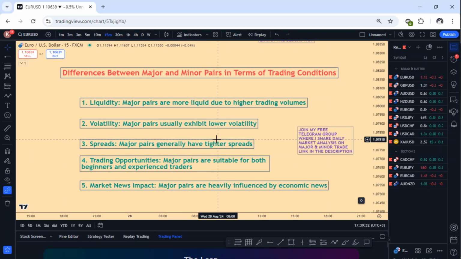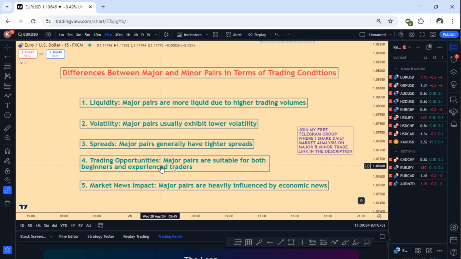Minor pairs with lower liquidity often have wider spreads, resulting in a higher cost of entering and exiting, so you can be easily tagged out before the price reaches your stop loss, or it can interfere with the level at which you said you're going to take profit.